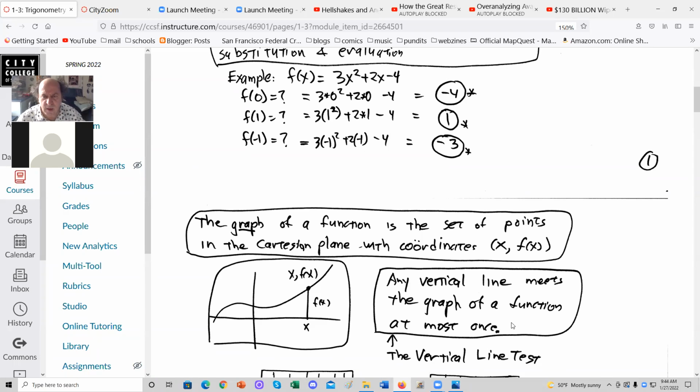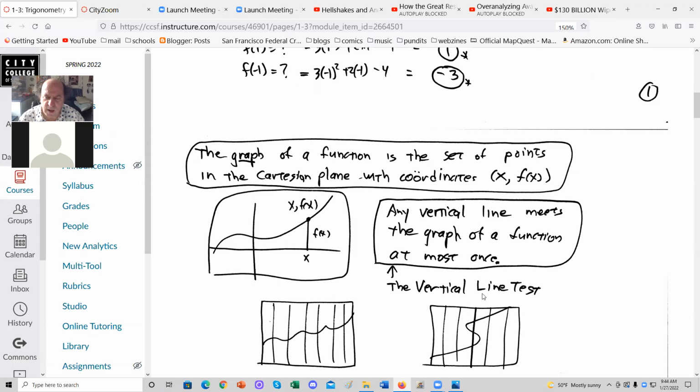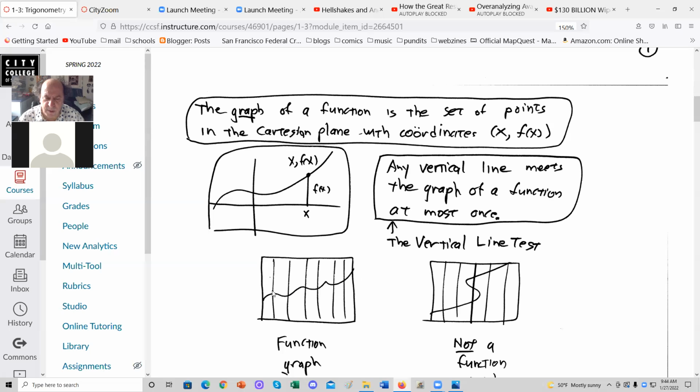Let's see. The graph of a function. Well, it's a set of points with coordinates x by f of x. So if you go over a distance x and up a distance f of x, this point x by f of x is a point on the graph of a function. Since f of x is a single value for any given x, that means a vertical line will meet the graph of the function at most once. That's called the vertical line test. For example, this curve here is a function graph because every vertical line meets it once. This is not a function graph because here's a vertical line that meets it 3 times.